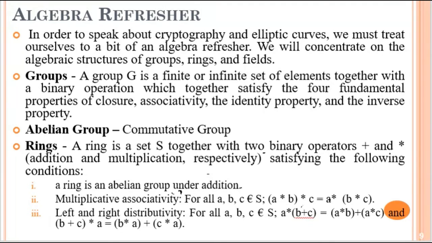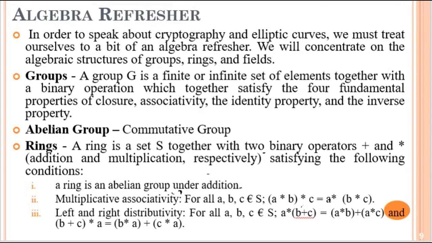A group G is a finite or infinite set of elements together with a binary operation which together satisfy the four fundamental properties of closure, associativity, identity, and inverse properties.